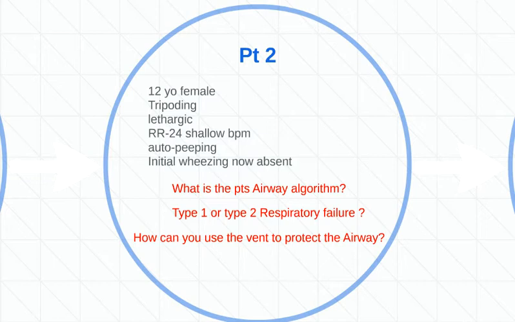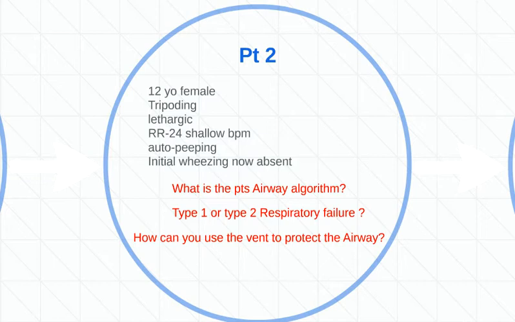But I don't want you to worry, because you already know what the patient's airway algorithm is. It's a ventilation issue. It's type 2. She's having an asthma attack. You know what medications to give, and you know how to fix it. So we answered the first two questions. What's the patient's airway algorithm?